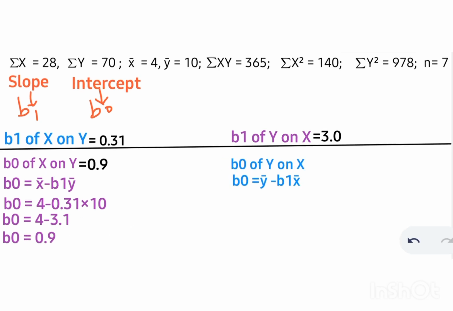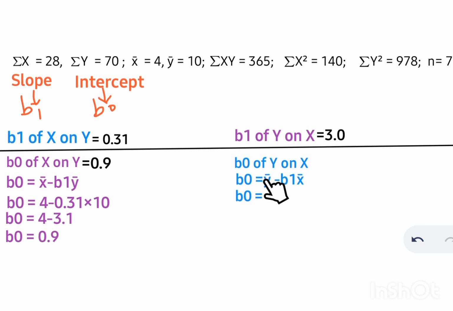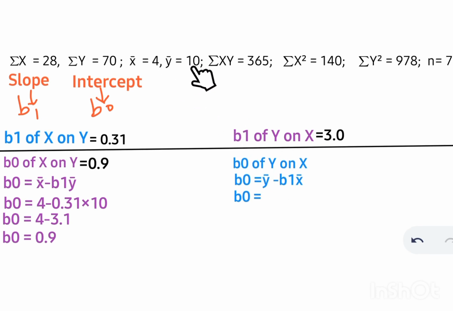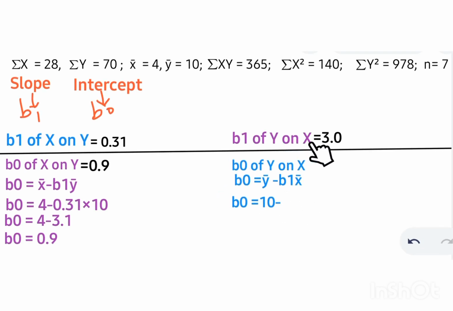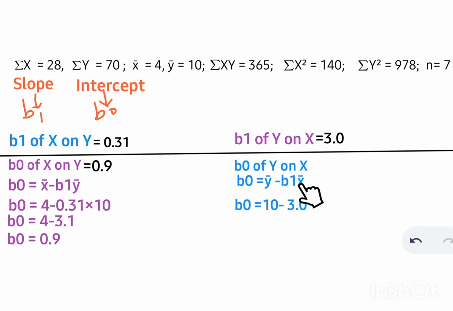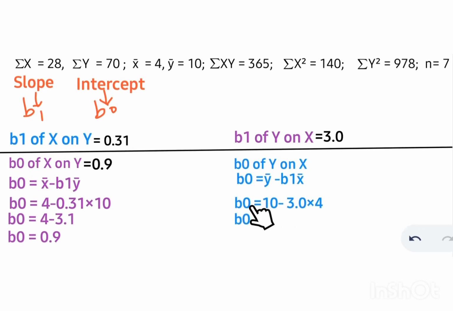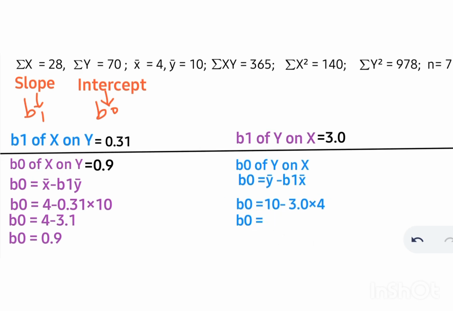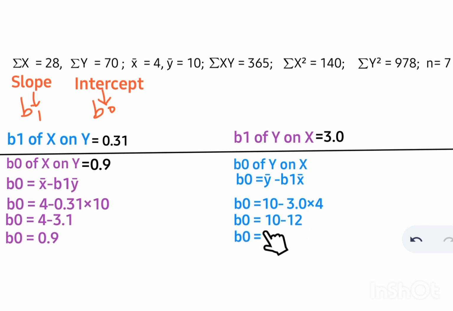And so let's look at the intercept of y on x. b0 equal to mean y. The y value is 10, and so we record that now. Minus b1 of y on x, 3.0. We record that now. Times mean x 4, and we record that here. b0 equal to 10 minus 3.0 times 4, 12. Therefore, b0 will be 10 minus 12. Of course, that gives minus 2. So therefore, the intercept of y on x equals minus 2.